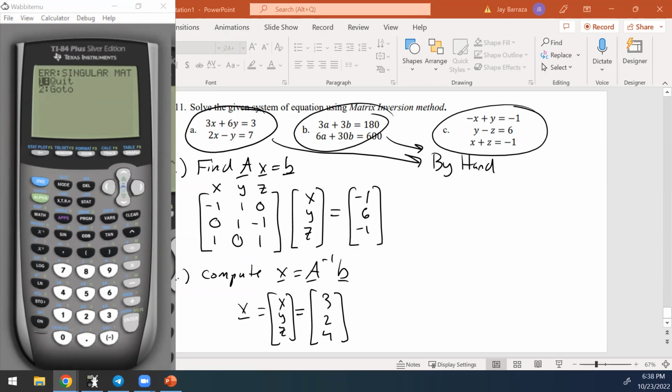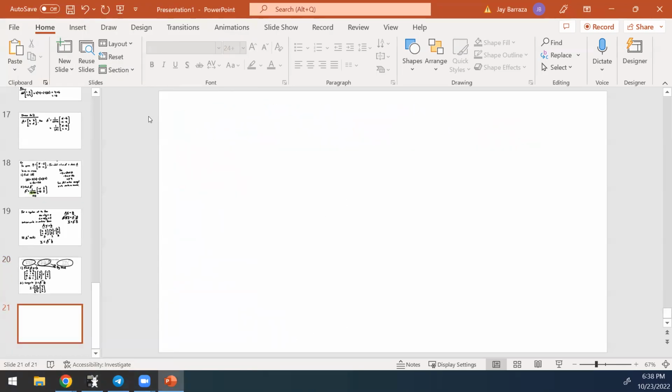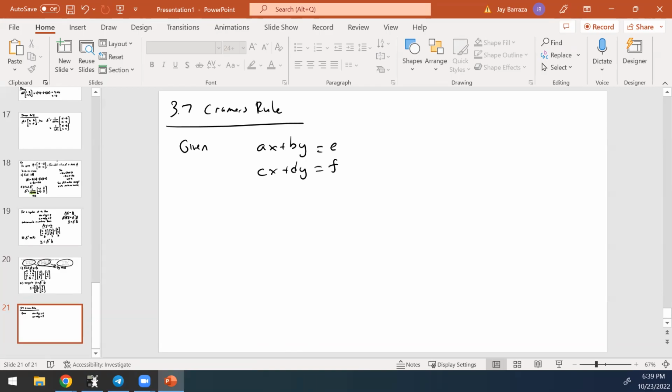And so the final thing that we have to mention for today is Cramer's rule. So 3.7 Cramer's rule. Okay. So Cramer's rule is just a technique so that you can solve a matrix that's 2 by 2 in a slightly different way. So, given ax plus by equals e and cx plus dy equals f. Okay.